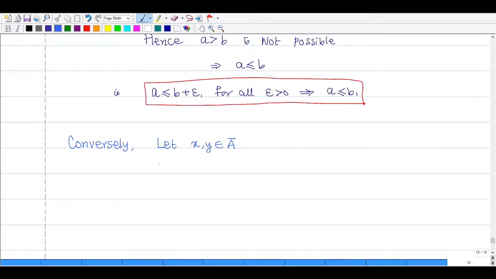Okay, since x belongs to A closure, this holds if and only if every ball with center x and radius r, B(x, r), must intersect with the capital A. That is non-empty. That is its meaning.